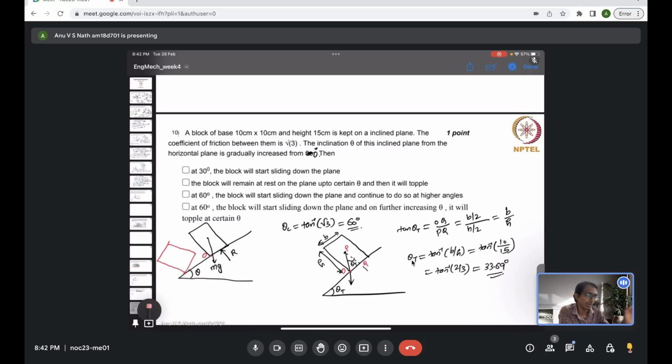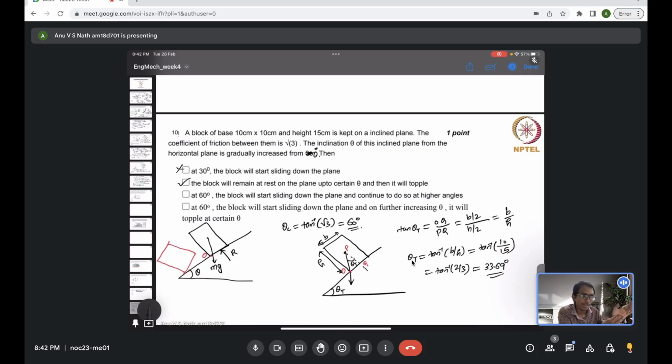So if you see option A, at 30 degree the block will start sliding. That won't happen, because for sliding it should at least reach 60 degree. So option A is wrong. Now the second option: the block will remain at rest on the plane up to critical angle theta, and then it will topple. The critical value we have found is 33.69, after which it will topple.